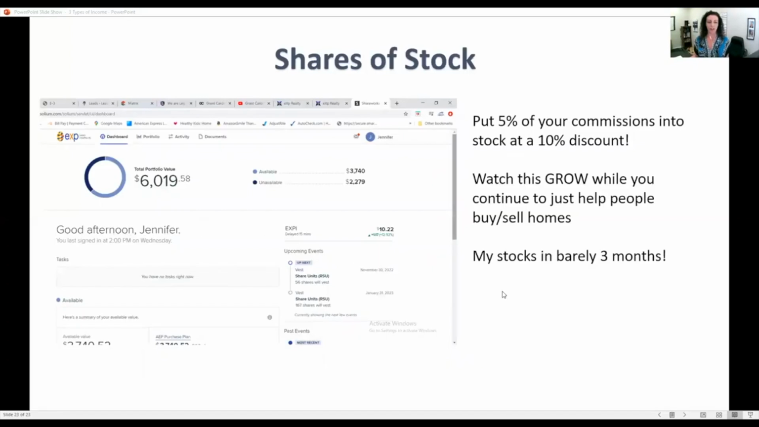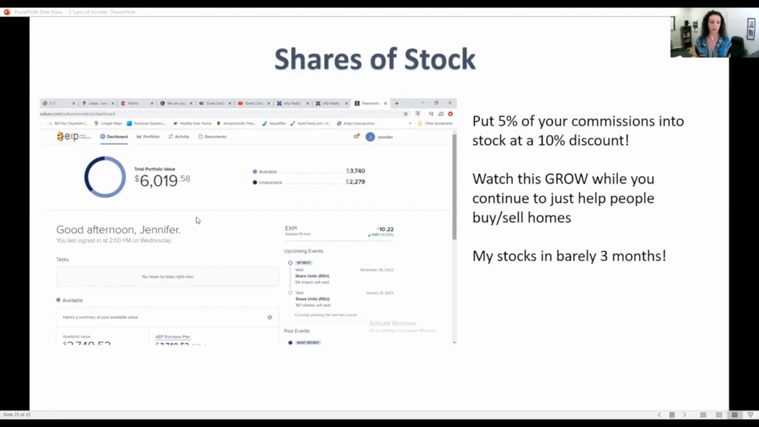So I wanted to share my screenshot. This is, again, 3 months of me not really putting all my efforts towards it. My main goal was working on my earned income, working with buyers and sellers, working my leveraged income, coaching, training my team as my second focus. This has really been on the back burner, and it's grown like crazy. Every time that I sell a house, 5% of my commissions go into stock, and I'm getting that at a 10% discount right off the bat.